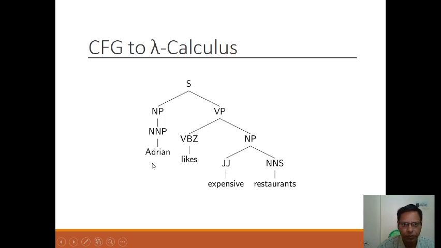Okay. Here we can see the context free grammar to lambda calculus, and how it is converting. The statement is converting into a noun phrase and a verb phrase. The noun phrase is again a noun phrase, and the verb phrase is again a verb phrase and noun phrase. It is likes, name. The noun phrase is Adrian, the verb phrase is likes, the conjunctive is expensive, and the noun statement is restaurants. Okay, a statement is divided into a parse tree like this.